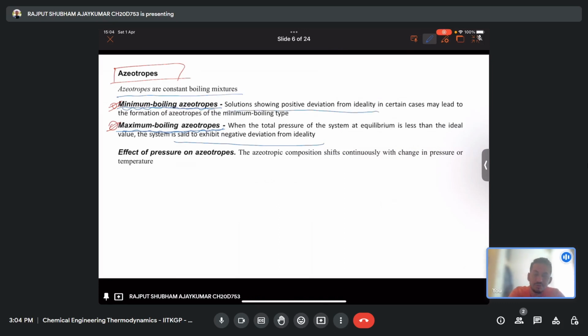So this is how to identify what is minimum and what is maximum. If our system shows a positive deviation from the ideality of Raoult's law, it's known as a minimum boiling azeotrope. If it shows a negative deviation from Raoult's law or ideality, it's known as a maximum boiling azeotrope.